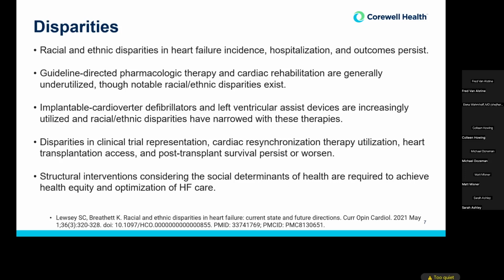And what they found is that the guideline-directed pharmacological therapy and cardiac rehab are highly underutilized when it comes to looking at different racial and ethnic backgrounds for our patients. ICDs and LVADs are also increasingly underutilized in racial and ethnic minorities. And disparities in clinical trials are also evident.